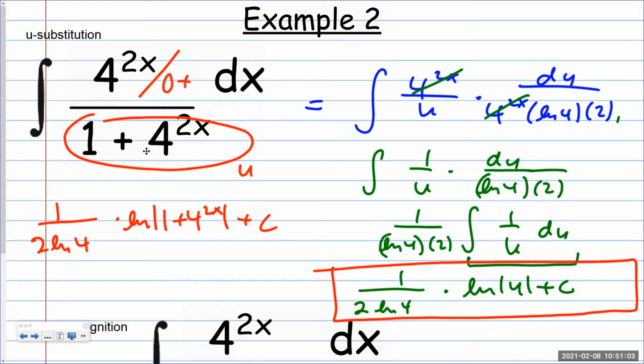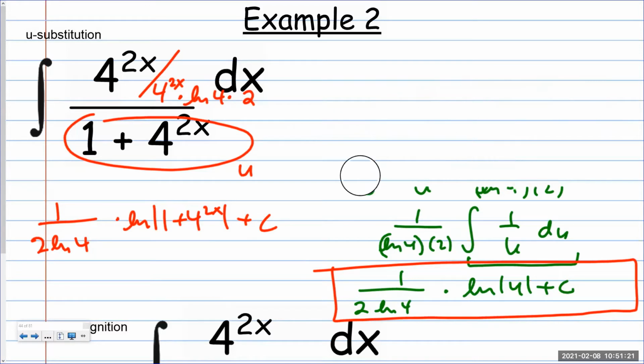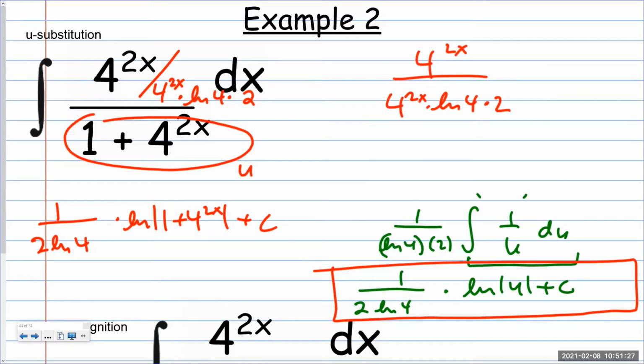Right? What's the derivative of 4 raised to the 2x? For 4 to the u, the derivative of a to the u is a to the u times ln of a times the derivative of 2x, which is 2. Okay, look at this fraction, and using real algebra, not the fake stuff, your fraction is 4 to the 2x over 4 to the 2x times ln of 4 times 2.